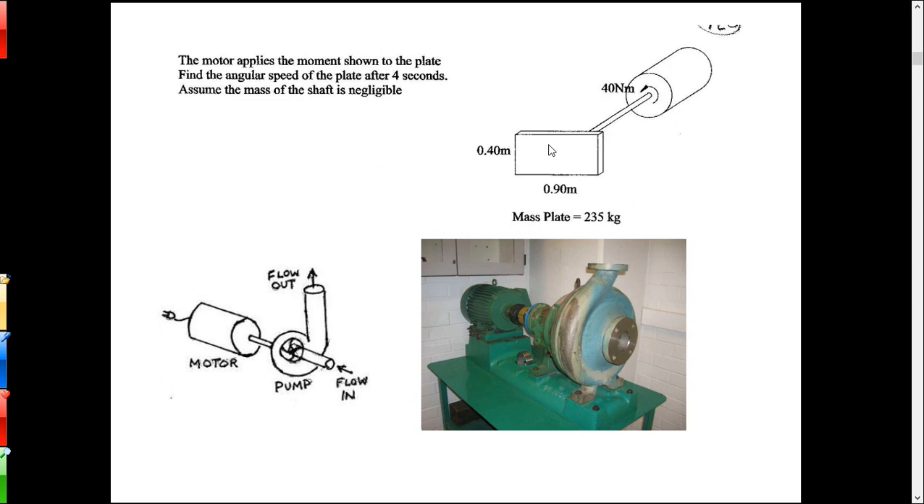All right. So what we're going to do with this is sum moments. That's going to be the moment coming out of the shaft, the torque, or whatever you want to call it. And what that's going to equal is I alpha. So we'll apply this equation now. That's how we're going to analyze this.